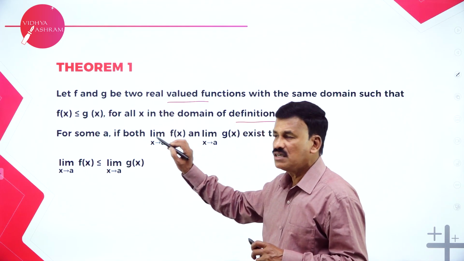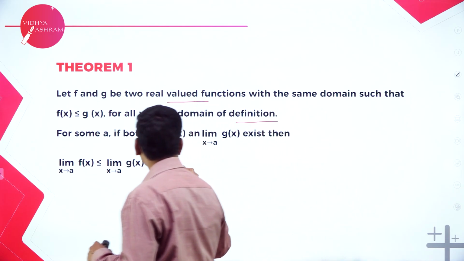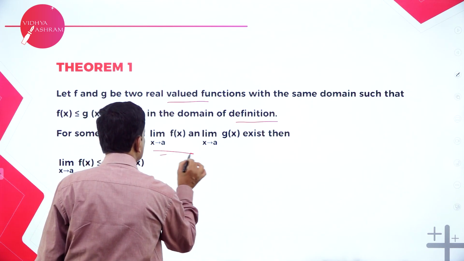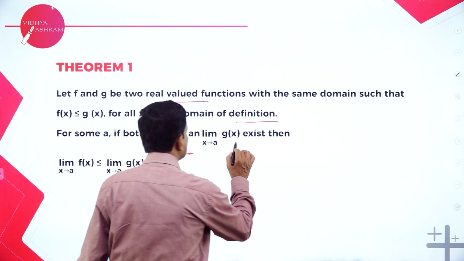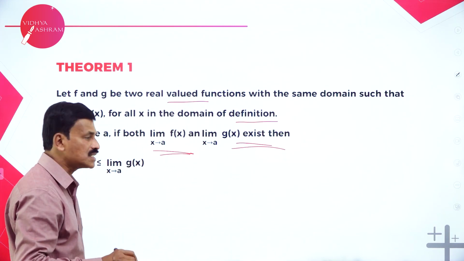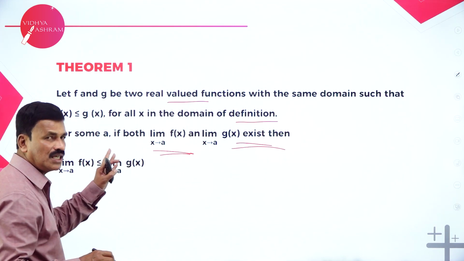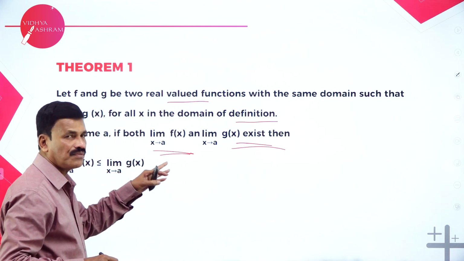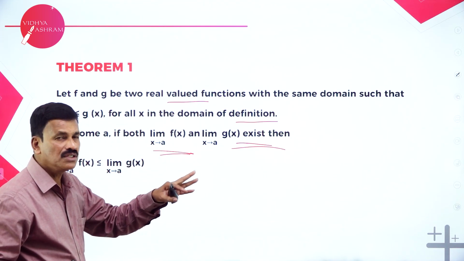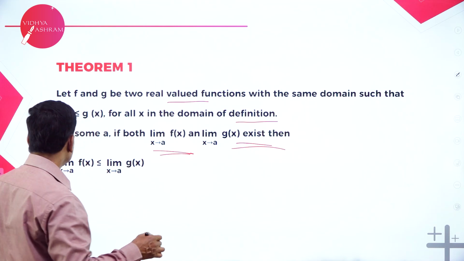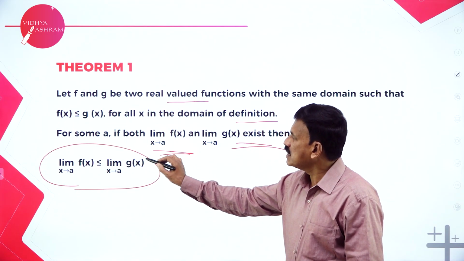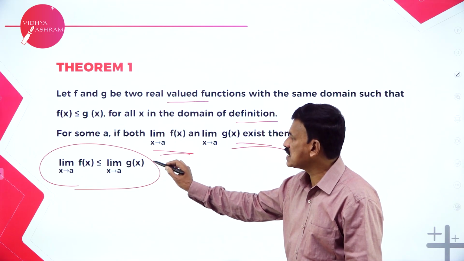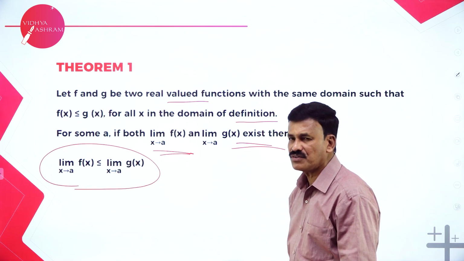For some a, if both the limits, that is limit x tends to a of f of x and limit x tends to a of g of x, exist, that means if both the limits exist, then in theorem number 1, limit x tends to a of f of x is less than or equal to limit x tends to a of g of x.